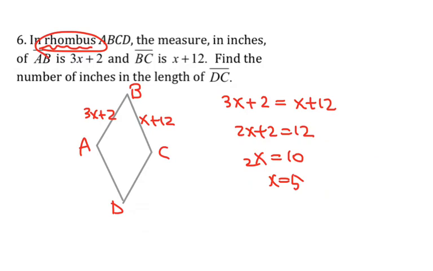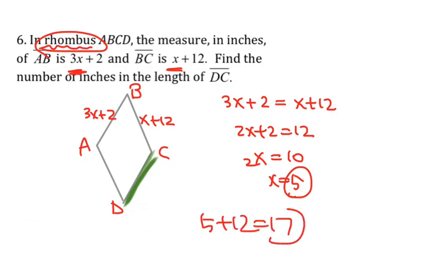Now, the length that they want is DC, which would have been this one, but that is the same thing as any other line segment. So if you plug in 5 in place of x, whether it be here or here, we should be getting the same answer. So 5 plus 12, which is equal to 17, and that is the length of this rhombus.